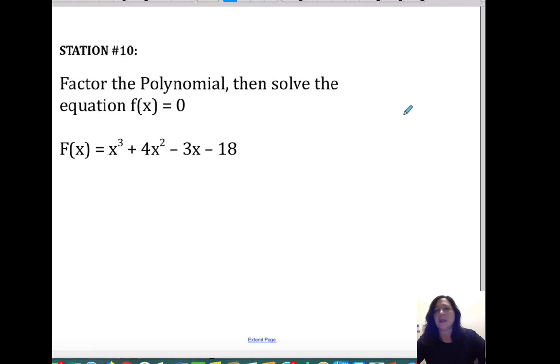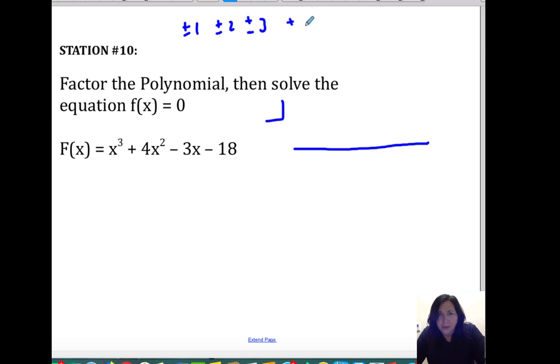Okay, so the next question says factor the polynomial and then solve. If we're setting this equal to 0, I'm going to see, does this factor by grouping? No. So it doesn't factor by grouping, so we're just going to start plugging in values. Okay, make good choices. We can try 6, 18. Remember, you've got plus or minus 1, plus or minus 2, plus or minus 3, plus or minus 6, plus or minus 9. Did I get everything? Oh, and 18. So we have a ton. I'm trying -3, which probably works, I think.